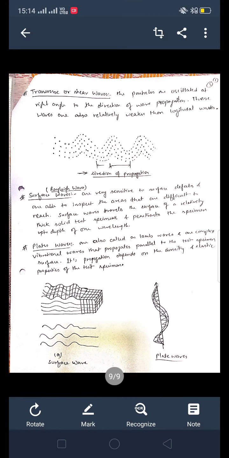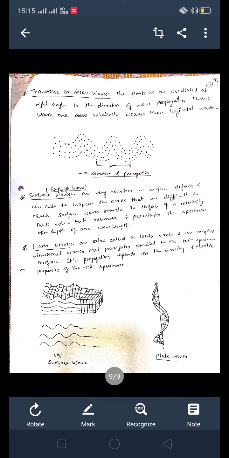The next one is the surface waves. They are also called Rayleigh waves and are very sensitive to surface defects. Basically, surface waves are used to find defects on the surface and are able to inspect areas that are difficult to reach, places where we cannot easily reach certain parts or materials. A surface wave travels along the surface of a relatively thick solid specimen and penetrates the specimen up to a depth of one wavelength. Okay, and the last is the plate waves.